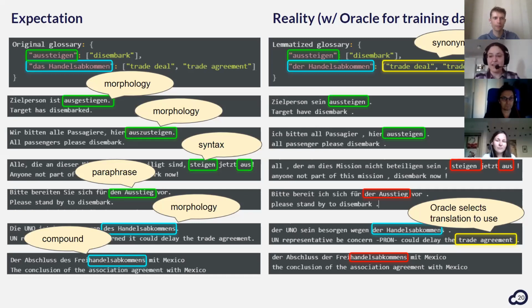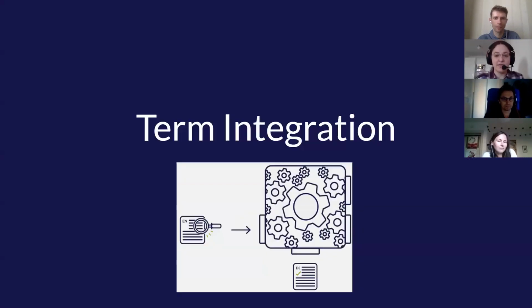Okay. Then I can move on to the topic of term integration. So, how do we get the machine translation model to use the terms? A naive way might be to ask the model to output the top K hypotheses, and then double check if any of those hypotheses have the terms in them already, and return that one instead of returning the top scoring one.